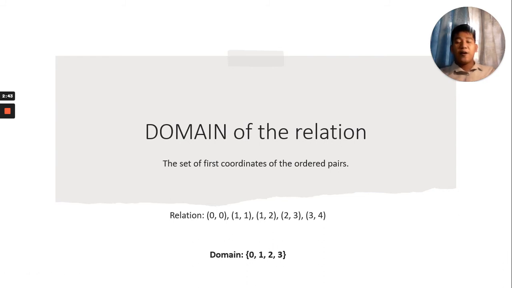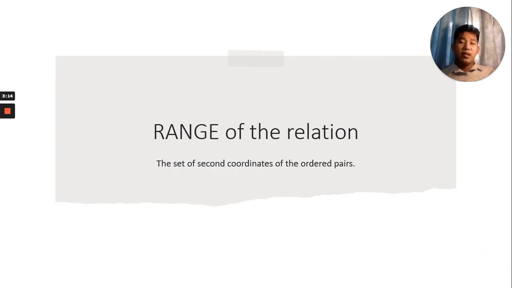We cannot write it as 0, 1, 1, 2, 3. No, because remember in your 7th grade that an element of a set must be unique. So 1 is the same as 1, so you write it as 1. So where did it come from? All the first elements of the ordered pairs. Okay, let's continue.